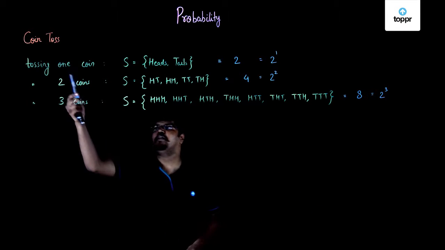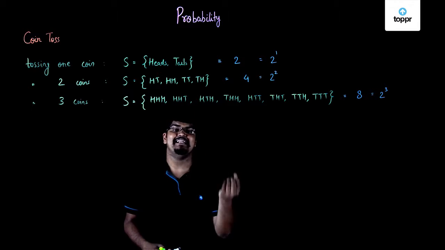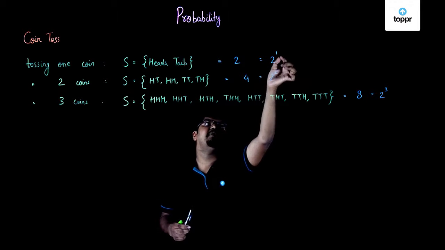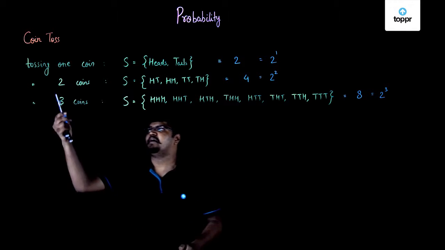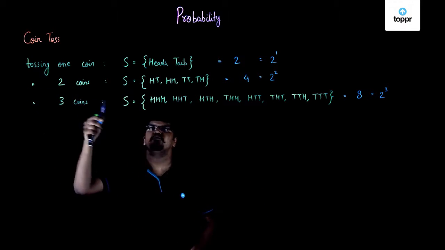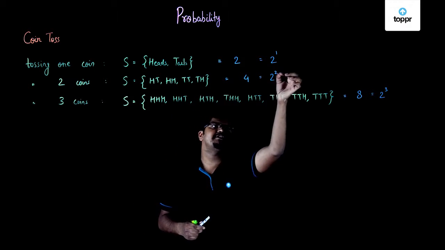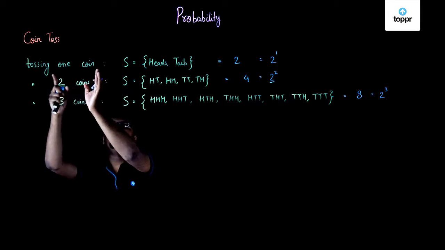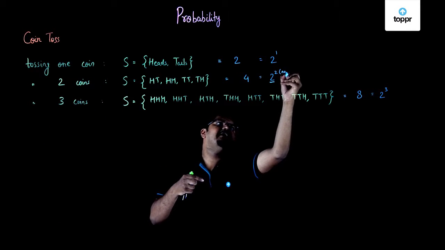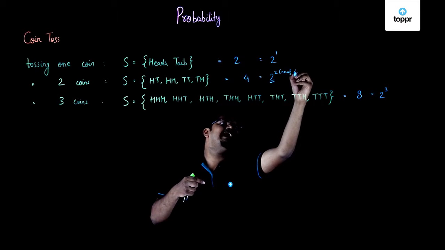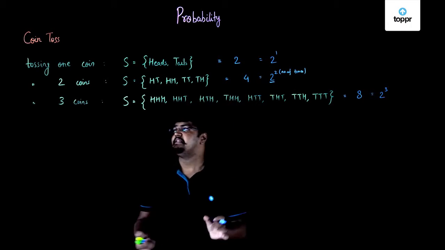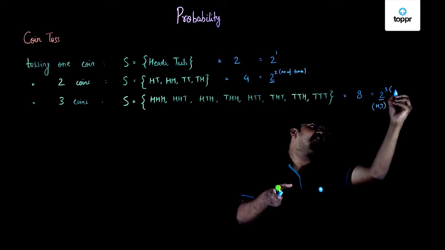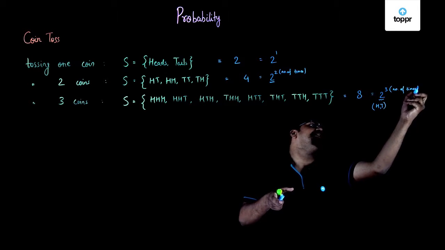So this means that if I am tossing my coin one time, then the total number of outcomes related to that experiment is 2 raised to the power 1. That is, the number of outcomes associated with that experiment raised to the power the number of times we have done that experiment. So again, if we are tossing the coin 2 times, then the sample space has 4 elements or 2 raised to the power 2 elements. Again, this 2 is the number of outcomes associated with one experiment raised to the power the number of times that experiment has been performed. Here also you can see that this 2 is depicting the heads and tails, and this 3 is depicting the number of times this experiment has been performed.